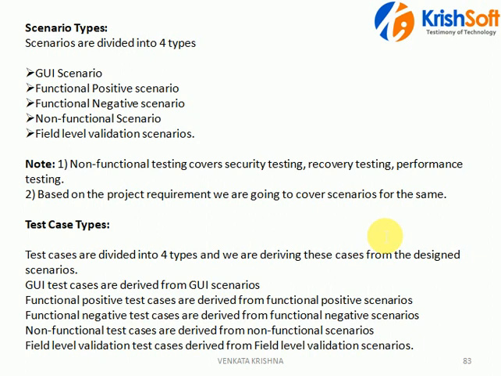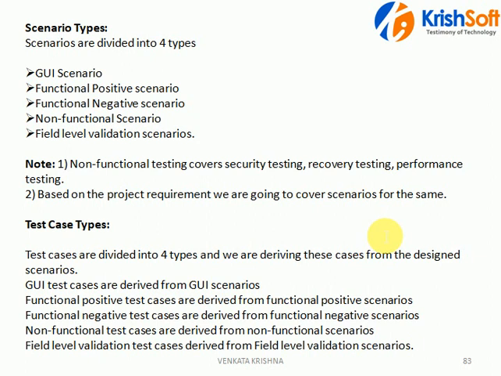The last one is field level validation. One text field is there. It's supposed to allow 1 character to 1 lakh characters. So how will you perform the testing on it? Are you going to enter 1, 2, 3, 4 up to 1 lakh? No, we're not going to do that. So to perform that type of testing, we use field level validation scenarios.